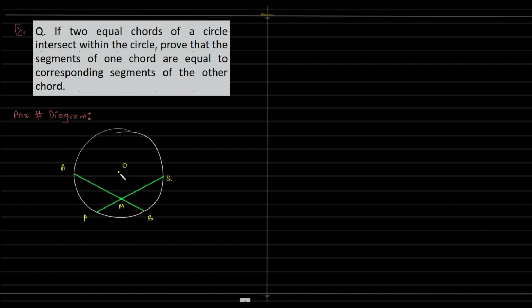Well, I'll give you guys a clue. Draw a perpendicular line to both the chords. That's your clue. So these are perpendicular. So let's name them as E and T. And one more clue is you need to join OM. Now think about how to go about proving this.